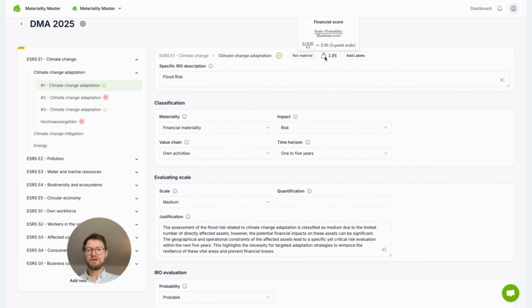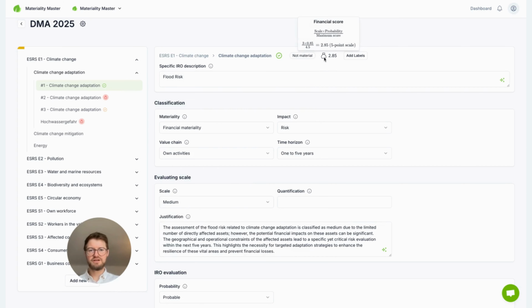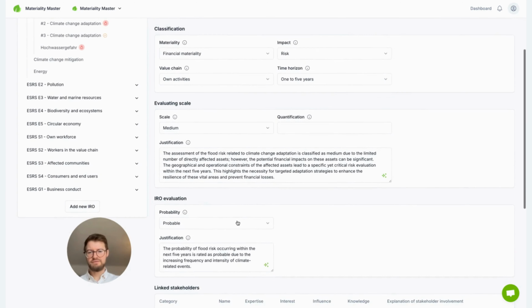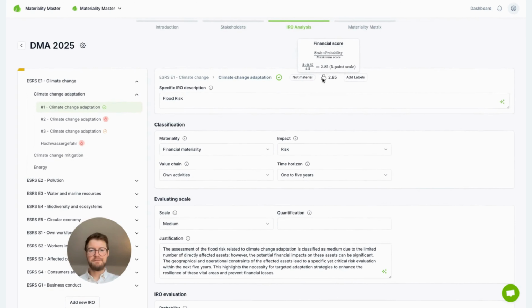So this is the basic. You can always see the calculation here. In this case, we have chosen the medium. Medium is a 3. You can see that here. The scale is a 3. Then you have the 0.85. The probability score for probable is 0.85. You can see that as well.